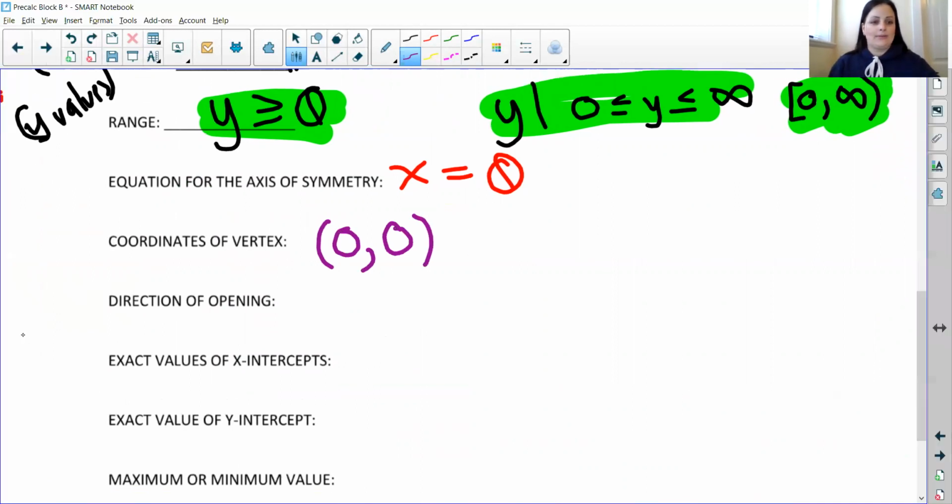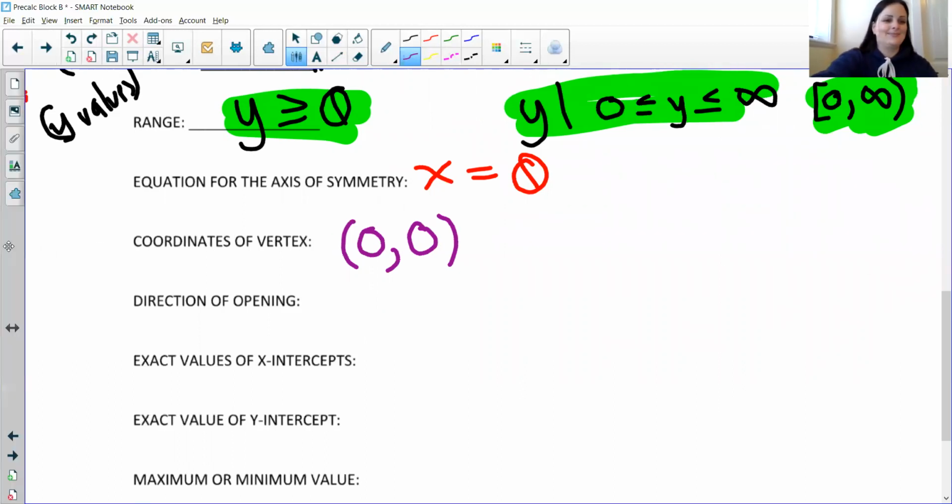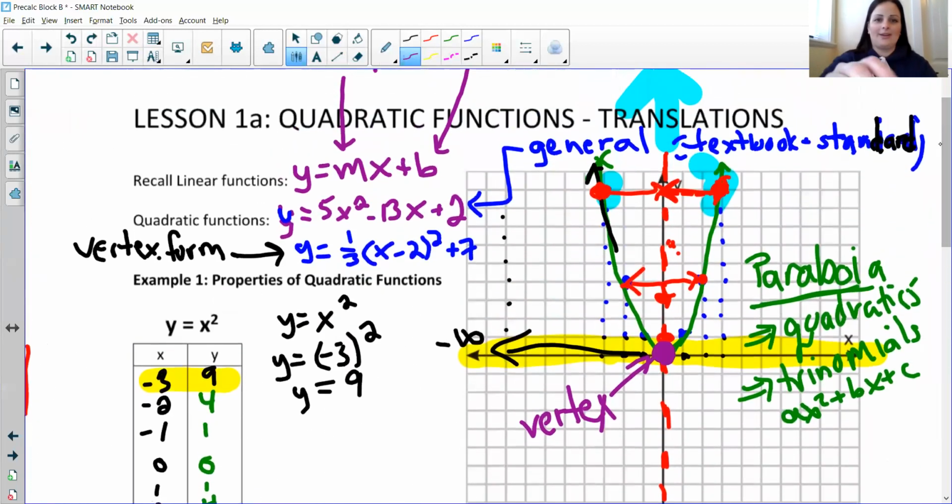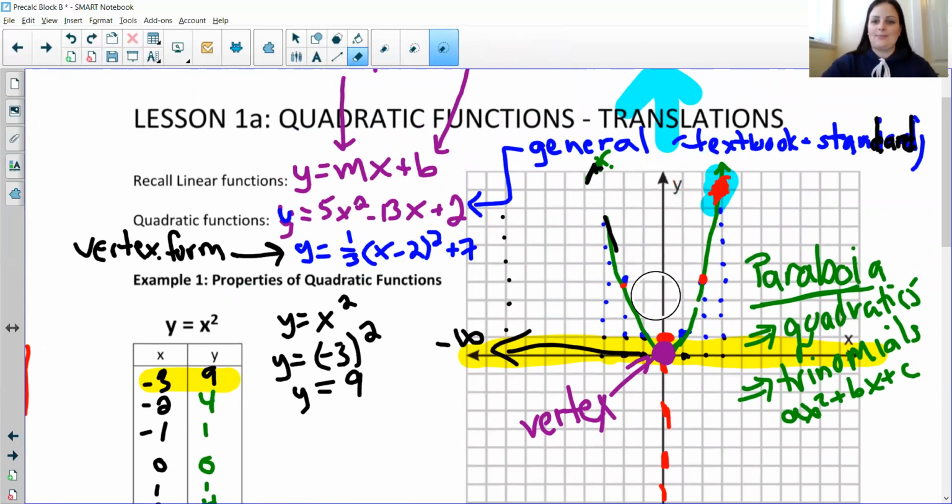Which way does this open? So which way does this parabola open? There's opening up and there's opening down. This one opens up. I don't know where my scroll bar decided to move on me. It's getting quite messy in here, but the parabola is opening upwards. It's opening up.